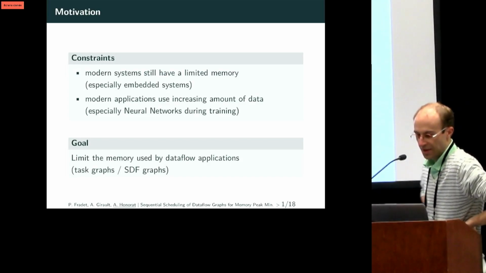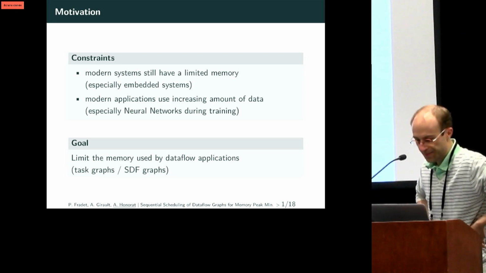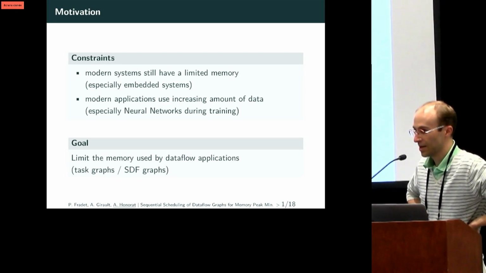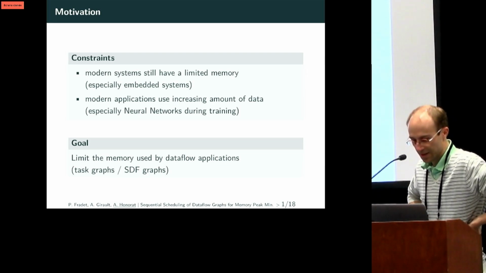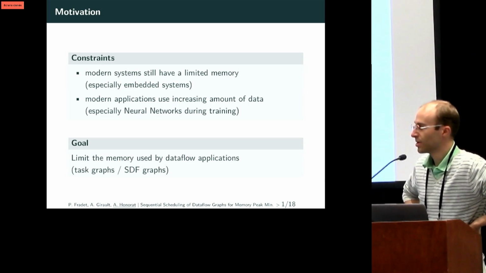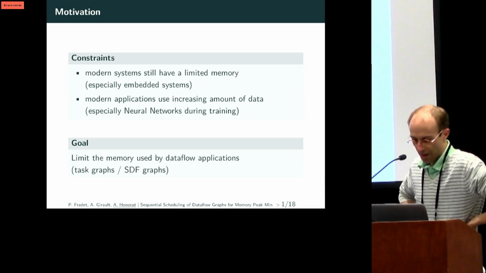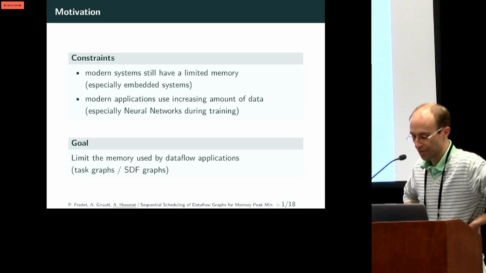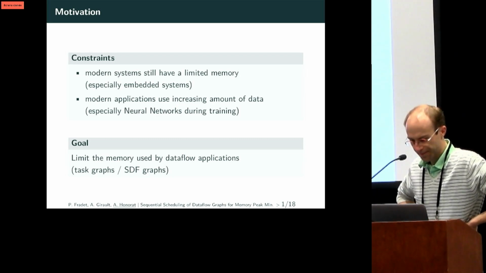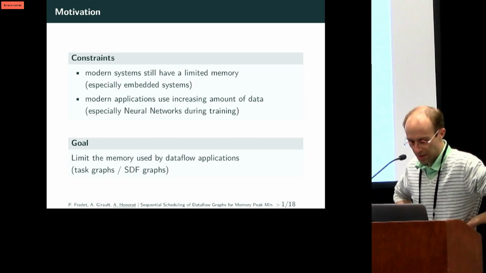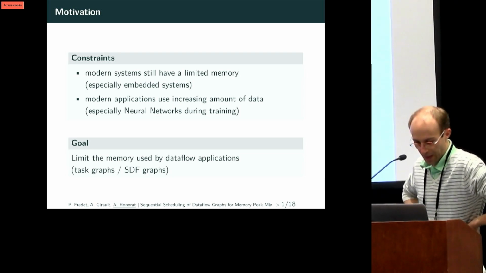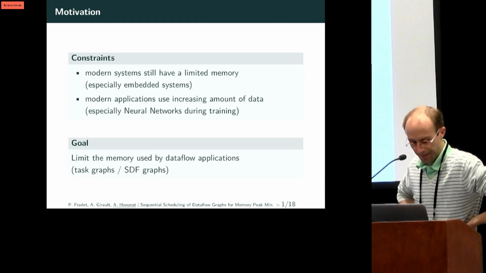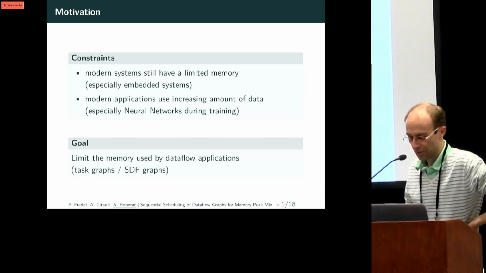Our motivation for this work comes from two facts. First, modern computing systems still have a limited memory. This is especially the case of embedded systems. And second, modern applications use an increasing amount of data. This is especially the case of neural networks during their training phase. So our goal is to limit the memory used by data flow applications in order to meet these two constraints. And we consider specifically task graphs and synchronous data flow graphs.